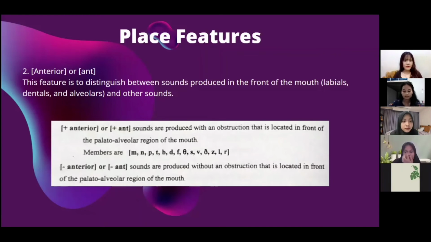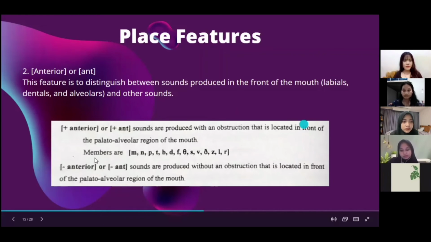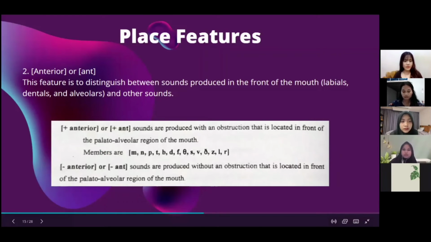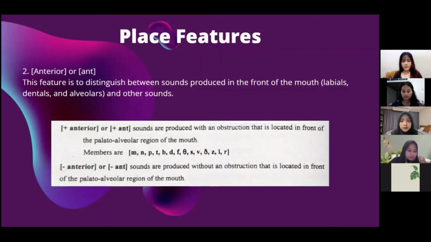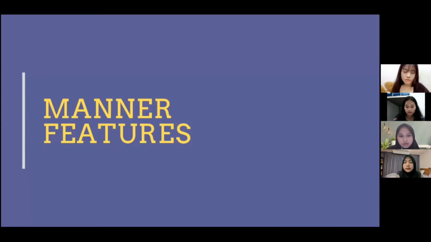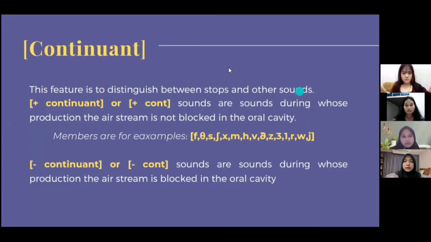Minus anterior or minus end sounds are produced without an obstruction that is located in front of the palato-alveolar region of the mouth. And the next, we will discuss minor features. The first one is consonant. This feature is to distinguish between stops and other sounds.